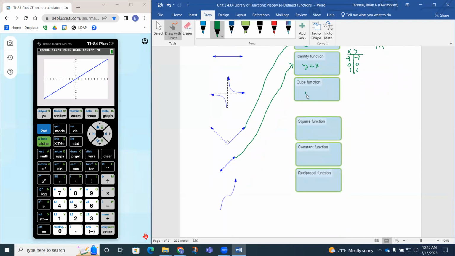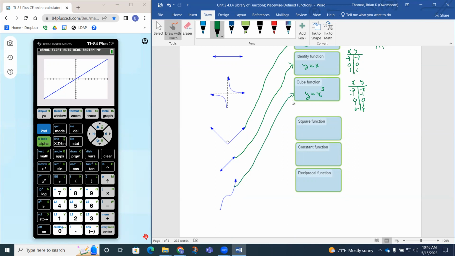Cube function would be y equals x cubed. Now, to really see how it works, if I choose a -2, a -1, a 0, 1, and a 2, that'll give you a little bit better view of the graph, because -2 cubed would be -8. -1 cubed would just still be -1. 0 cubed is still 0. 1 cubed is just 1. And 2 cubed would be 8. So notice how this graph will start to make what we call a snake-looking graph. It's kind of like this one down here.